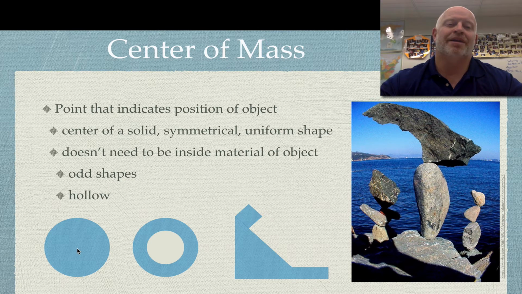But it doesn't need to be in the center, and it doesn't need to be on the inside of the material. Odd shapes, hollow things, center of mass can actually exist not even on the object. So for example, if we have a ring now instead of a disk, if this is empty space inside of here and we want to find the center of mass of this ring, it would still be right there in the center, even though it's not even on the object itself.